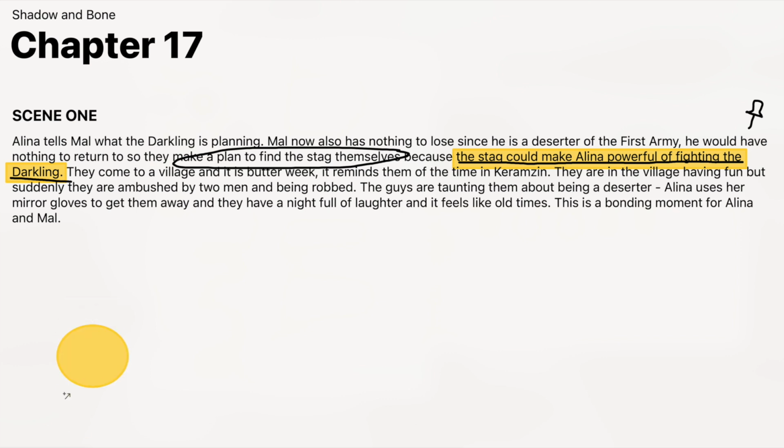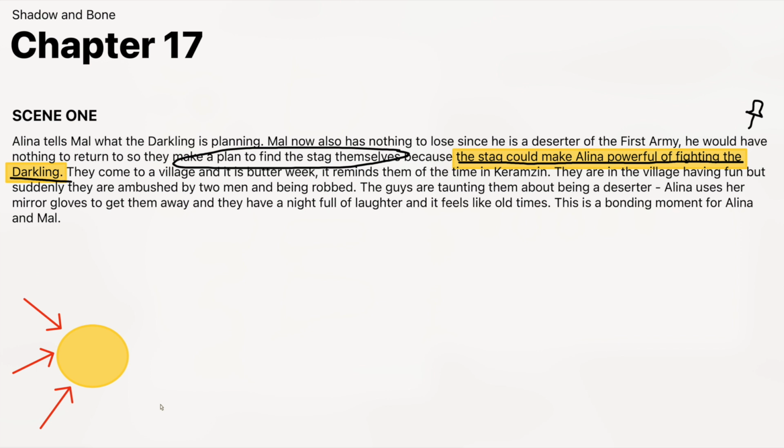Remember, we are still in the bad guys closing in. We already had two stressful points in the last chapter. This is another stressful point for them. They are robbed. They're ambushed. The guys are taunting them about, oh, are you the deserter? People are talking about how Mal left, and obviously he's being looked for.